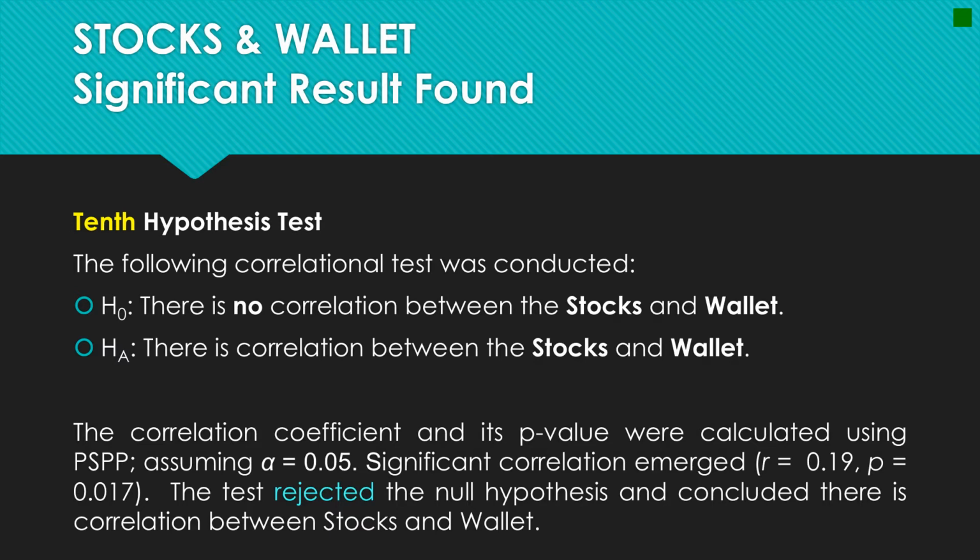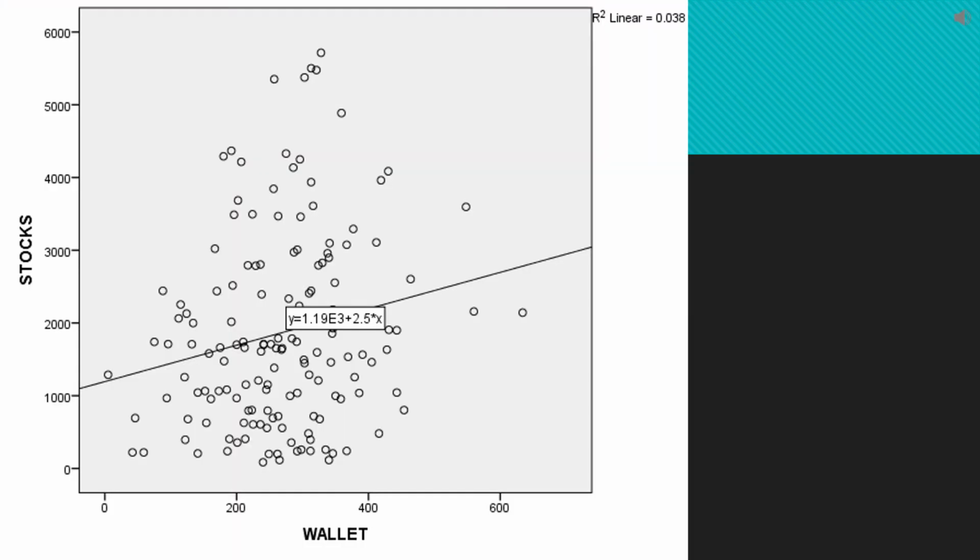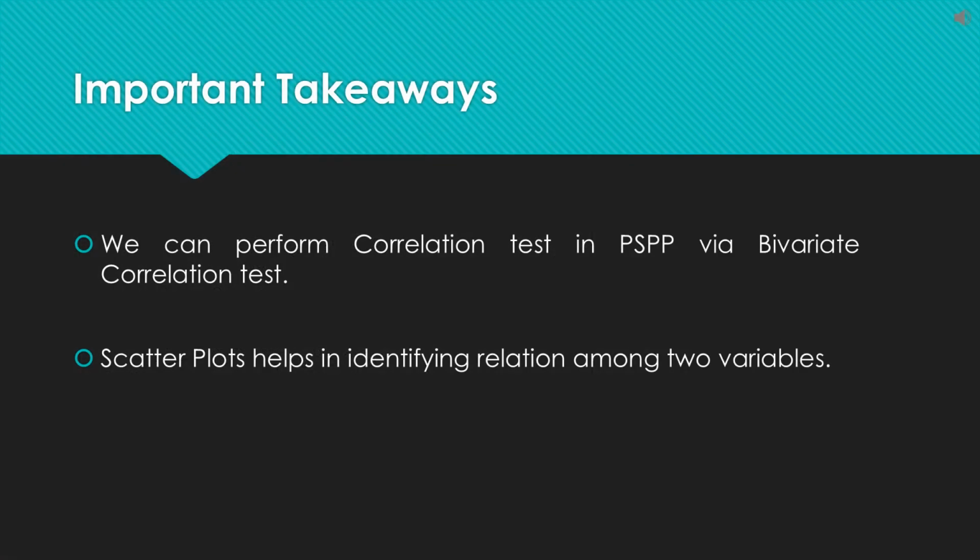Alpha value is 0.05, R is again positive, 0.19, and the p-value is 0.017, which is less than our alpha value. We are going to reject the null hypothesis and accept the alternative hypothesis, that there is a correlation between stocks and wallet. Here we are seeing the line is moving upward. We have put out our whole graph and tested our hypotheses.